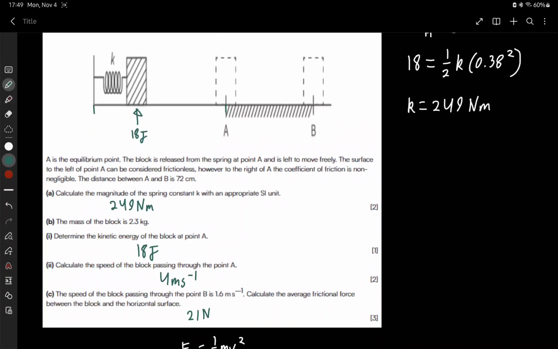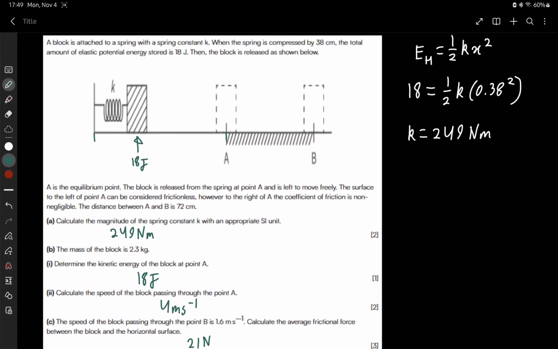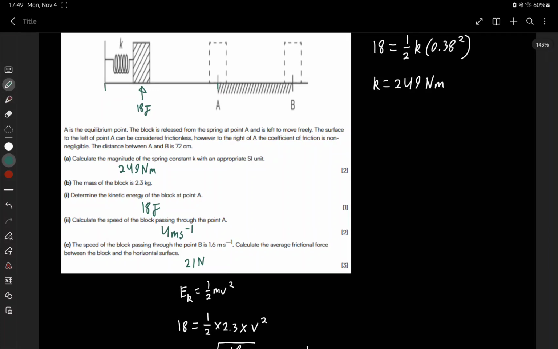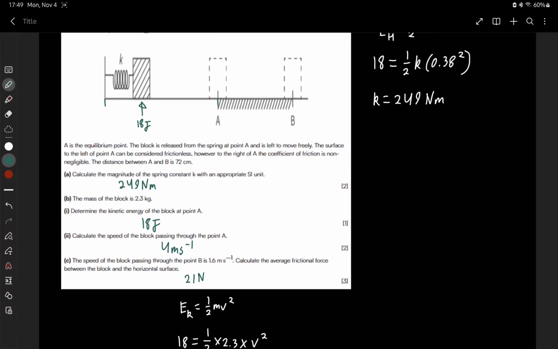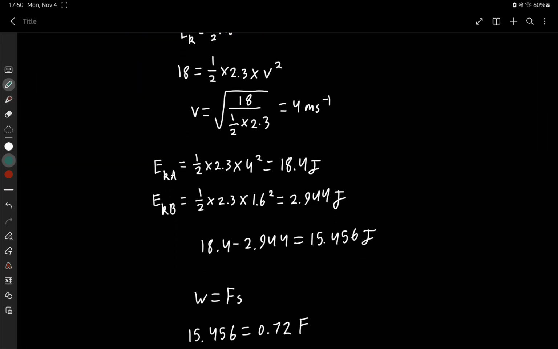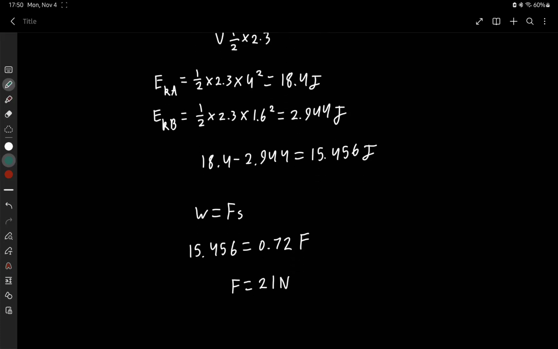And then from there, we determined that the kinetic energy is all transferred from elastic potential energy at point A, so it's just 18 joules. Then we found the velocity of the object, which is just 4 meters a second, if you plug in and rearrange the values. And then we found the difference between the kinetic energy at point A and B in order to find the energy lost due to friction. And from there, we just plugged it into work equals force times displacement. We know the displacement is 0.72 meters, and we just rearranged to find the force, which is 21 newtons.